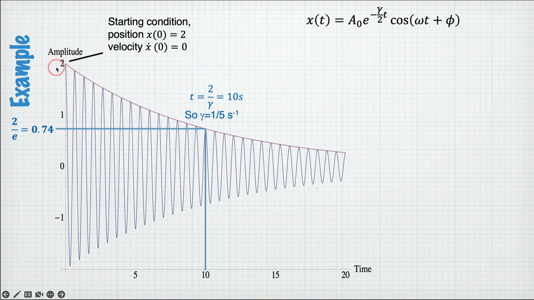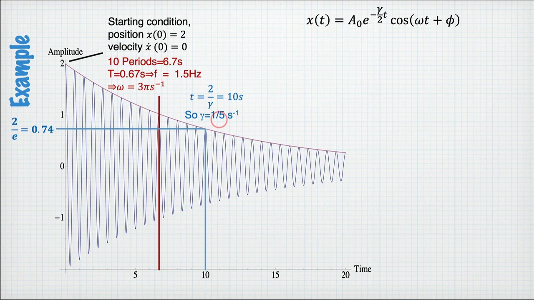So we're starting with an amplitude of 2. It'll decay by a factor of e when it reaches 2 divided by e, that's 0.74. That occurs when time is equal to 10, which means that 2 divided by gamma must be equal to 10 seconds, or in other words, gamma is equal to 1/5 seconds to the minus 1.